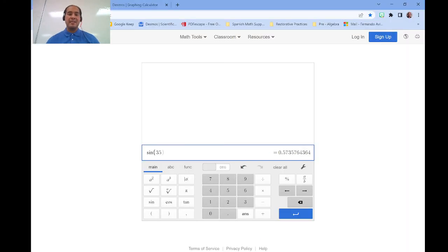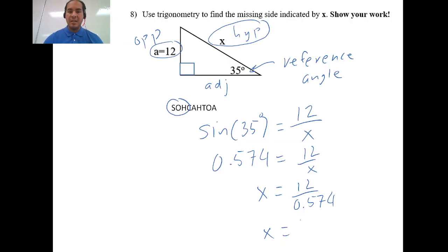12 divided by 0.574. And that gives us 20.9. So this side here is 20.9. So the length of our hypotenuse would be 20.9 units if our reference angle is 35 and our opposite is 12. Our hypotenuse comes out to be 20.9.